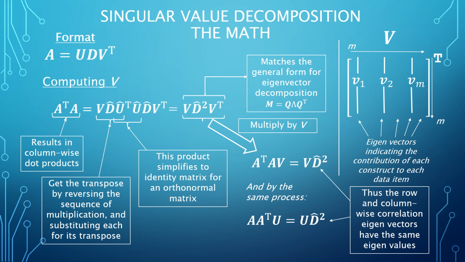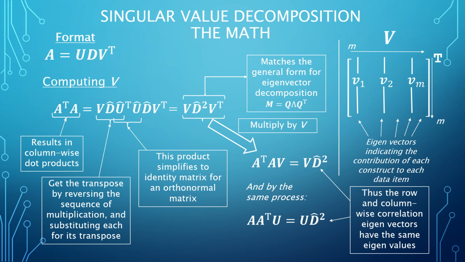As a result, in the center you have U transpose multiplied by U, and since U is orthonormal, this creates the identity matrix, which is like multiplying by 1 in matrix computation. So that reduces, and altogether it simplifies to V D squared V transpose. And as you may recall from the last video, that matches the general form for an eigenvector decomposition. So from there we can construct this expression for the eigenvectors of the correlation matrix as being described by the matrix V, and the eigenvalues being stored in D squared.